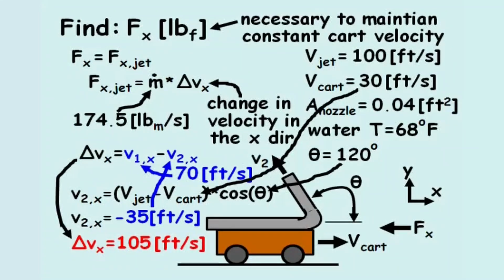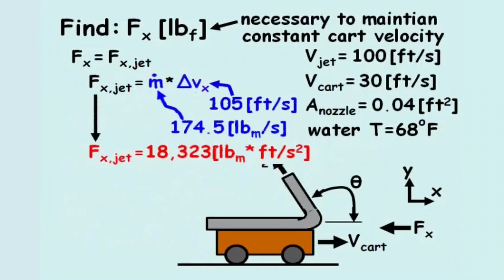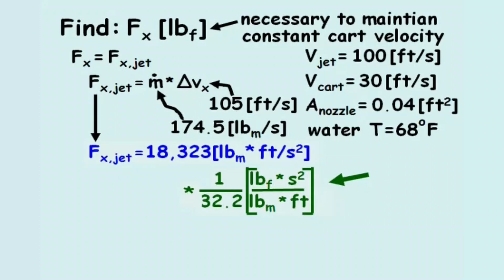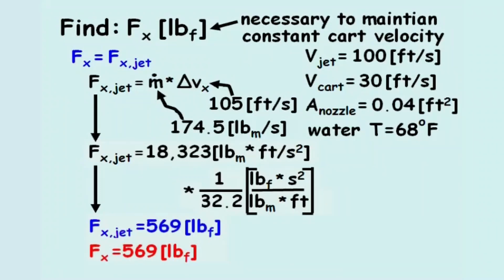And 105 feet per second times 174.5 pounds mass per second equals the force imposed on the cart by the hydraulic jet, which is 18,323 pounds mass feet per second squared. After converting this force to units of pounds force, the force of the hydraulic jet equals 569 pounds force, which means Fx equals 569 pounds force.